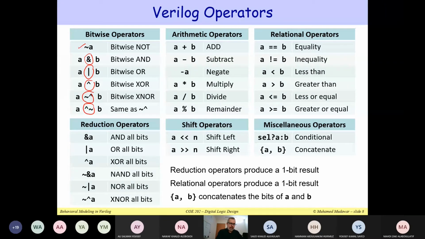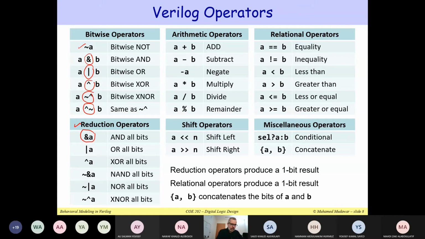We have reduction operators. I did not talk about these. We're going to see some examples. So you can apply the AND here. If you have A as a bit vector, you can apply AND to all the bits of A. Notice how we write the AND before the A. It means I would like to AND all the bits of A. So this is reduction AND. I would like to reduce all the bits of A to just one bit. So we are ANDing all the bits of A to produce only a one-bit result.